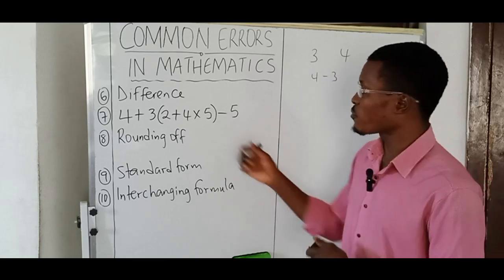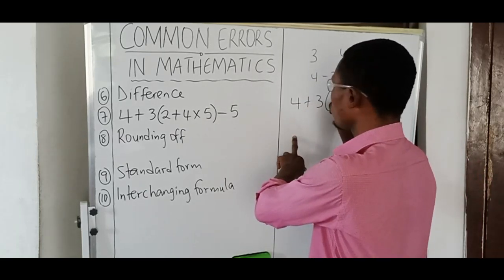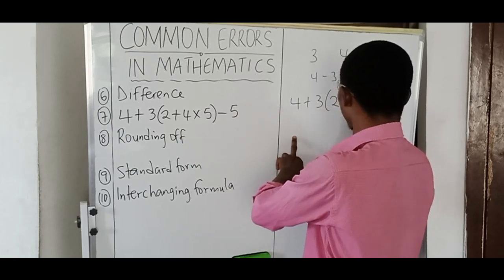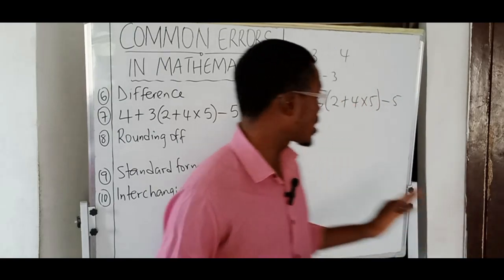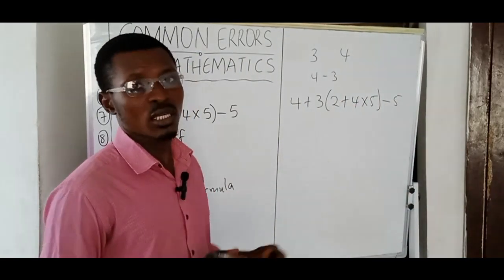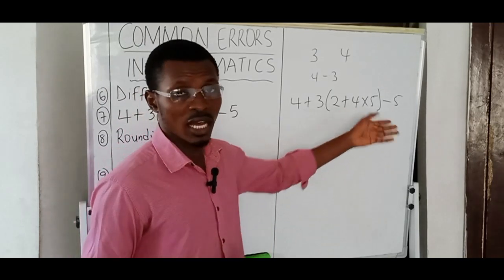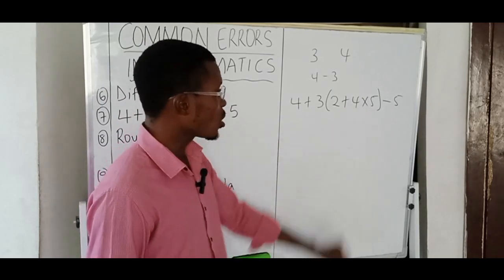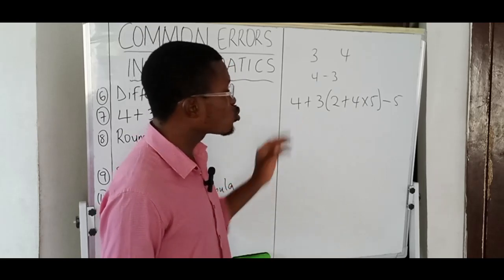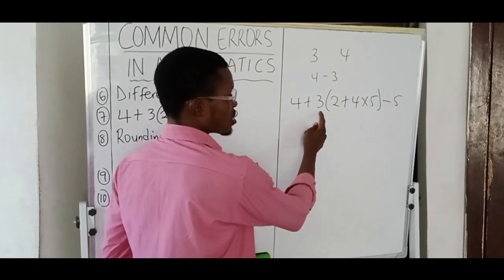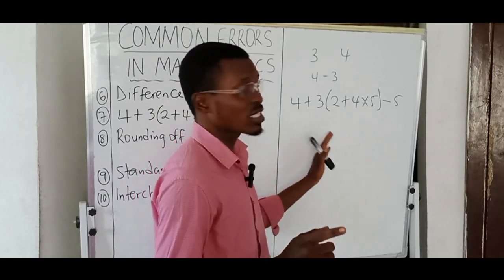And number 7, we have this expression on the board: 4 plus 3 into 2 plus 4 times 5 minus 5. Now, in this case, our knowledge of BODMAS is being tested. BODMAS gives the order of operation in a particular question, as in this case now. Most students add up this first. Please, we apply BODMAS in this case.